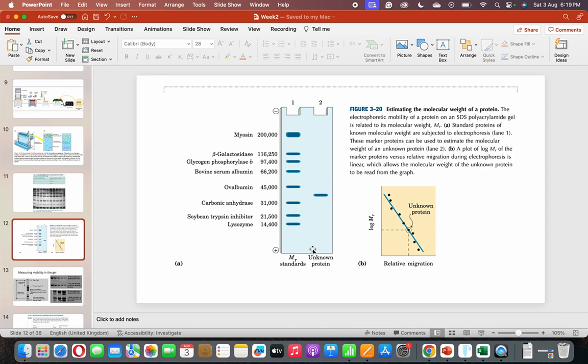What we know is that the log of the molecular weight versus its migration in the gel is a straight line. So if we plot log of the molecular weight versus migration, we can fit a line to this and use it to calculate the molecular weight of our unknown protein. We'll do a few examples for this.